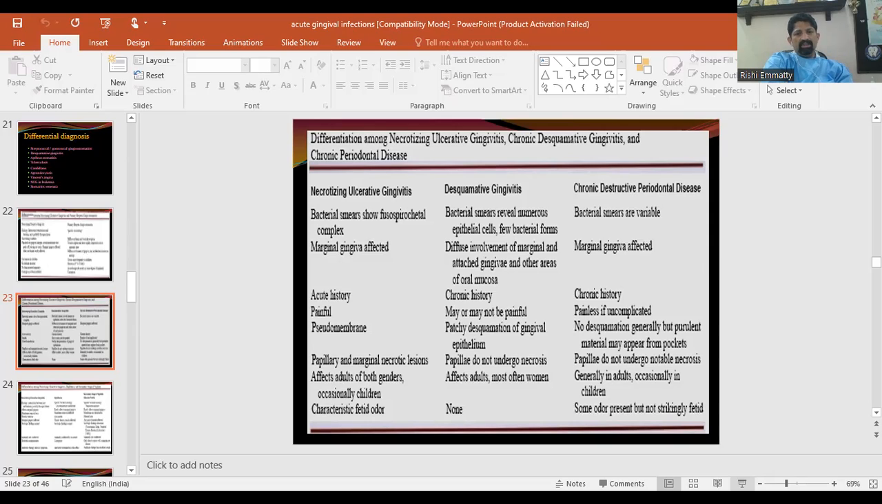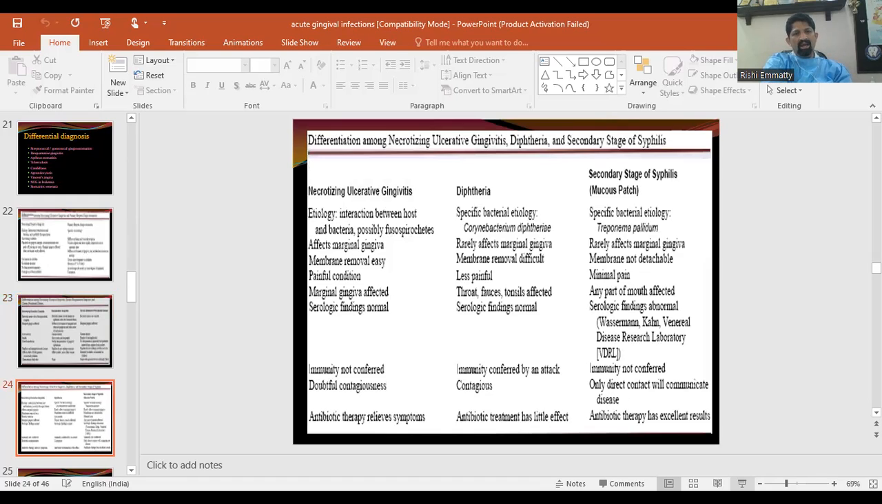Papilla do not undergo necrosis in the other two conditions. NUG affects adults of both genders. Desquamative gingivitis affects adults, mostly women, and occasionally children. There is a characteristic fetid odor for NUG, none in desquamative gingivitis, and some odor in periodontal disease, but it's not a striking feature. Now, differentiation among NUG, diphtheria, and the secondary stage of syphilis.